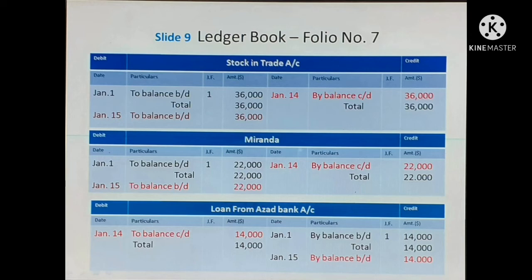January 14, by balance carried down 36,000, and it is brought down to deficit on January 15 to balance brought down 36,000. It is a debit balance.